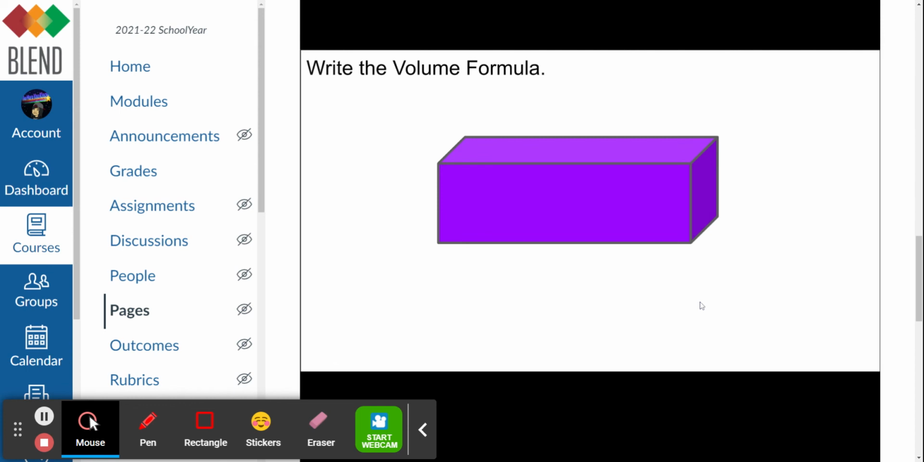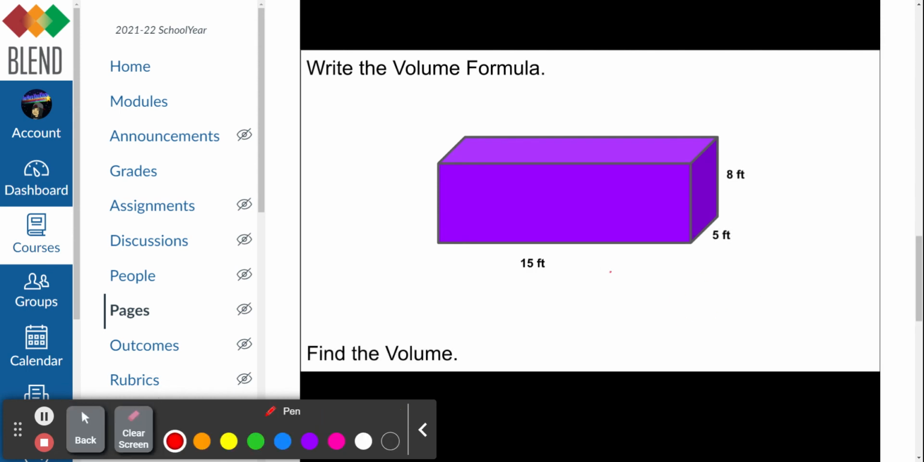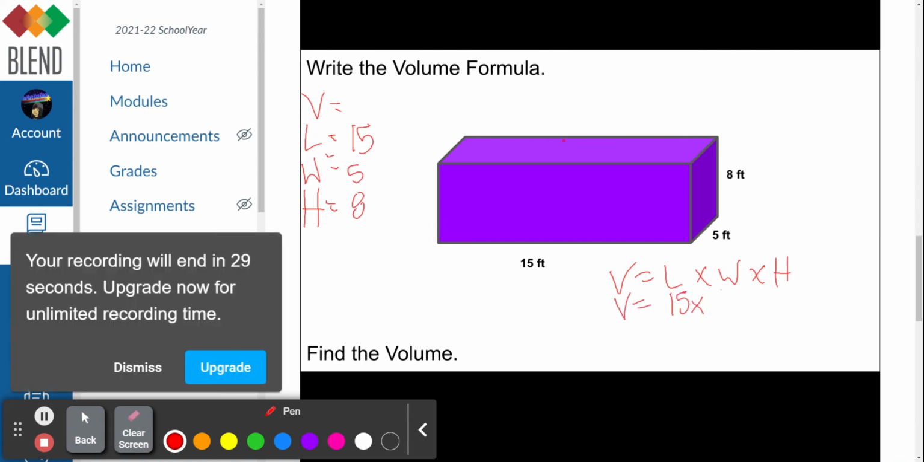All right, so write the volume formula, and let's find the volume. We're going to use volume equals length times width times height. Once again, I want you to figure out the parts that you know, and then plug them back into the formula. So go ahead and try. So 15 is our length, 5 is our width, and our height is 8. We don't know the volume. Now let's plug in our length 15, our width of 5, and our height of 8.